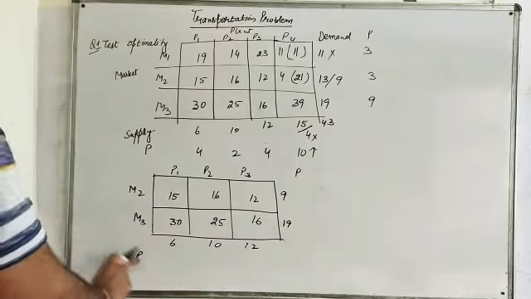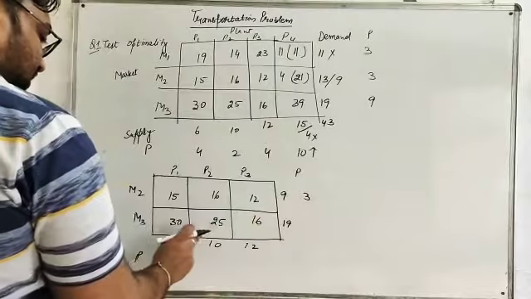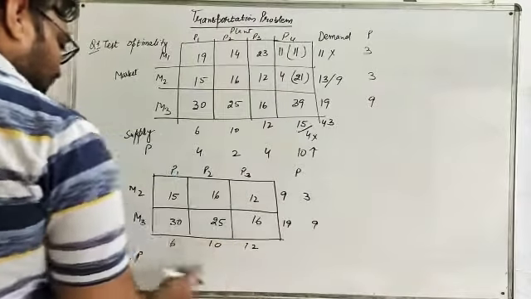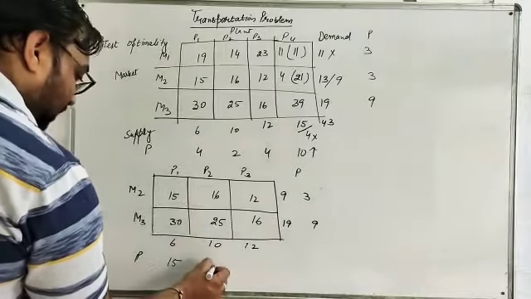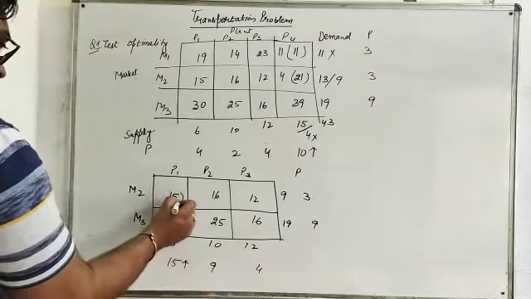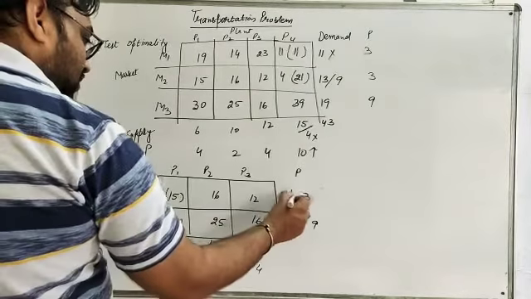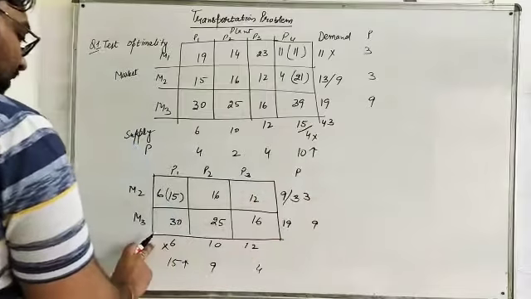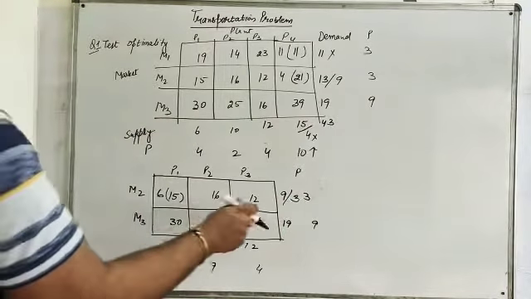Again find penalty. So 12 and 15, 3. 16 and 25, 9. 15 and 30, 15. 16 and 25, 9. 12 and 16, 4. So the maximum penalty is 15. So we have to fulfill this 6 onto this particular entry, because corresponding demand and supply 6 is minimum. So 3 is remaining. Again leave this particular column and make a new matrix.